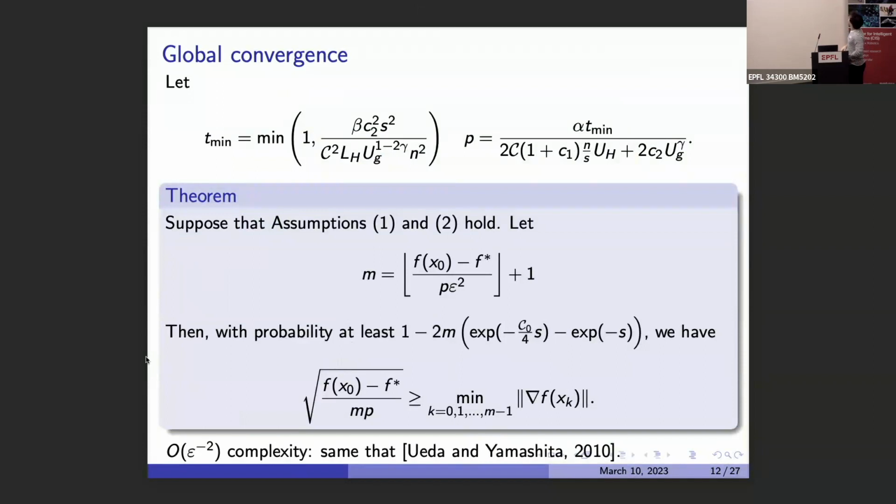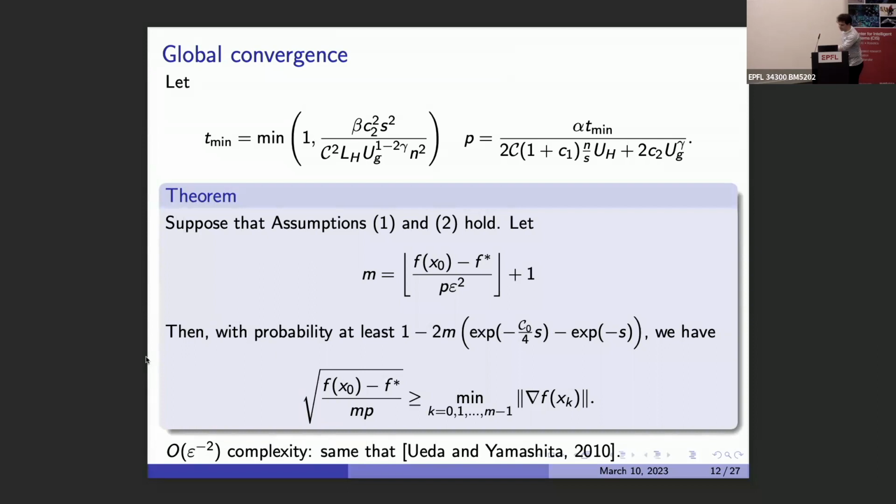We have some parameter P that depends on the ratio N over S, and also on the norm of the gradient and the norm of the Hessian. The global complexity is the same as in the paper here. The trick is that this result holds with high probability: 1 minus 2m, where m is the number of iterations, times exponential of minus c0 over 4s, plus exponential of minus s. Sorry, it should be a plus inside the parentheses.